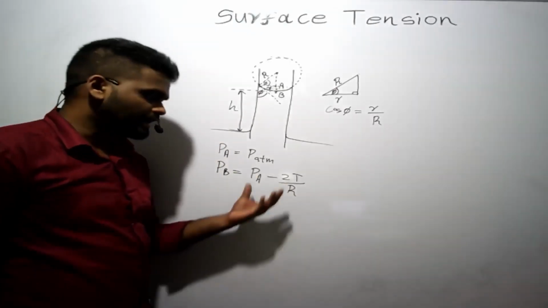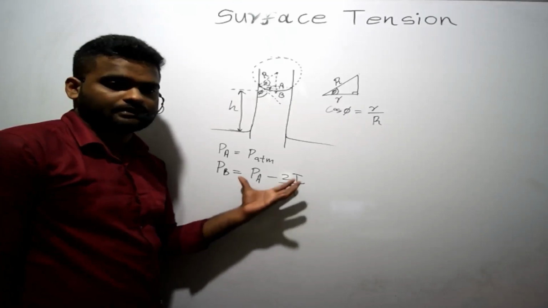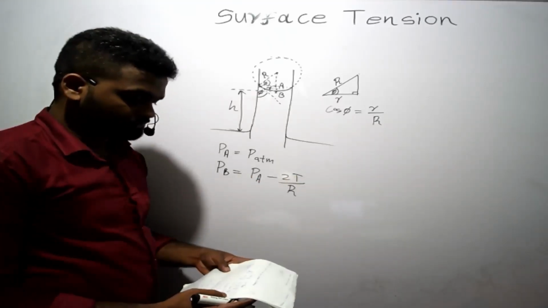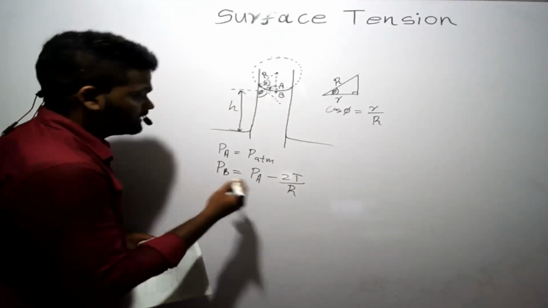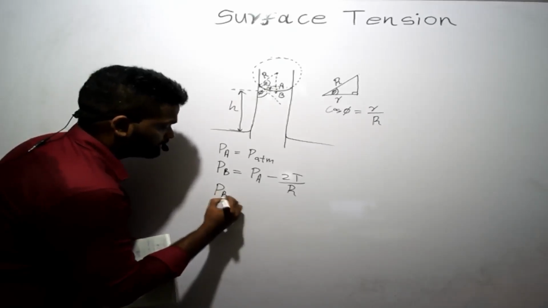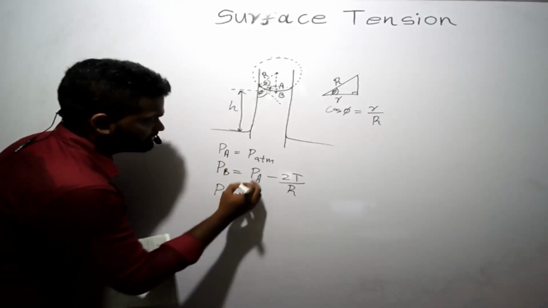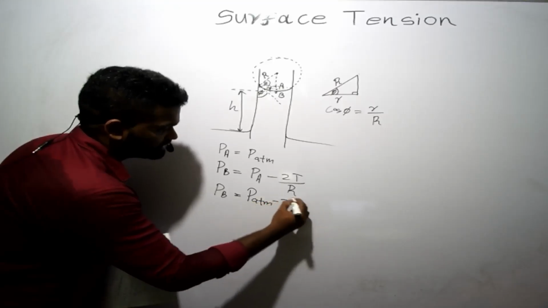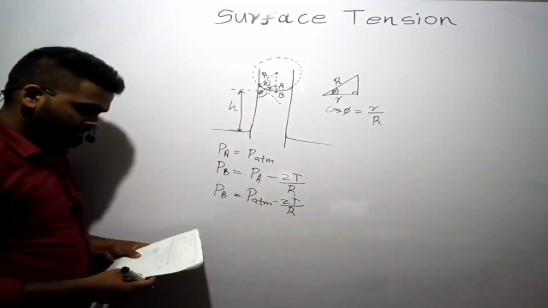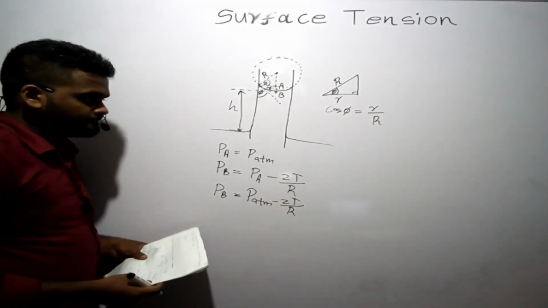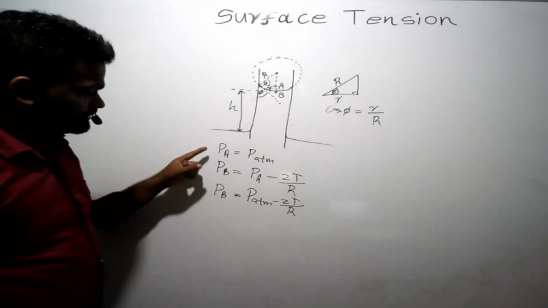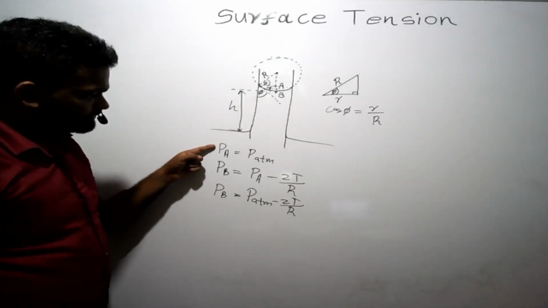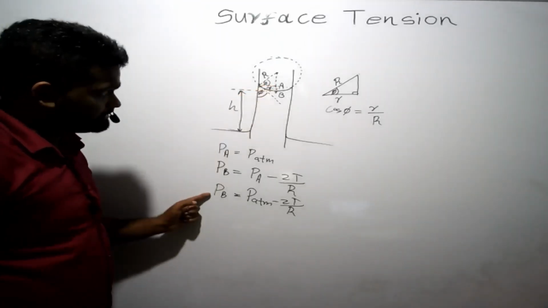So you should be able to write these pressures, right? Otherwise, it is not possible to do the questions. Okay. So from this, you can say PB equals PA, which is PATM. So PATM minus 2T divided by capital R. Okay. So we have a pressure for PA and pressure for PB.